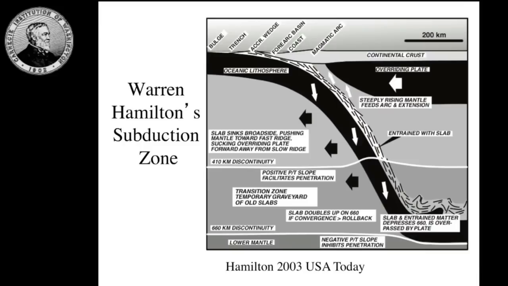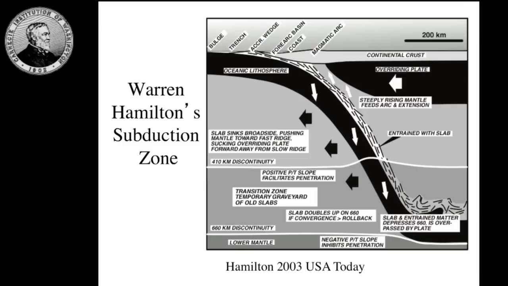Okay, so here's Warren Hamilton's cartoon of it, and in it he emphasizes his point, which is the dip of the subducted slab, which is marked by earthquakes, is an inaccurate and misleading representation of what the slab is doing. The slab is sinking more vertically than the dip of the earthquakes would imply. And so that's why these big arrows of the slab rolling back.